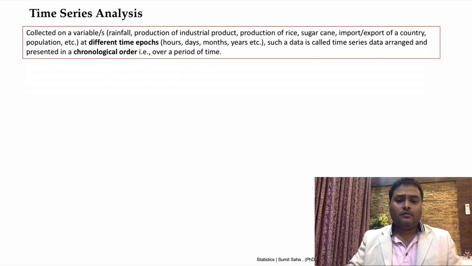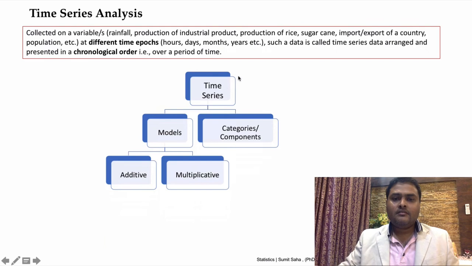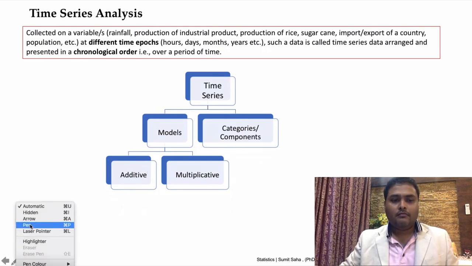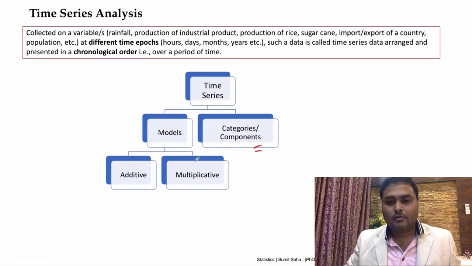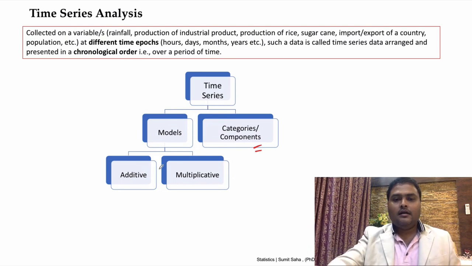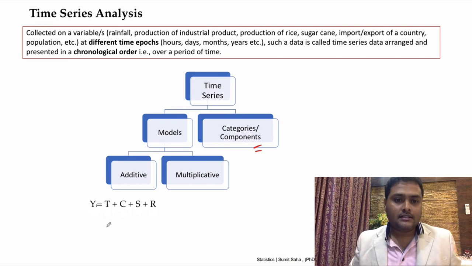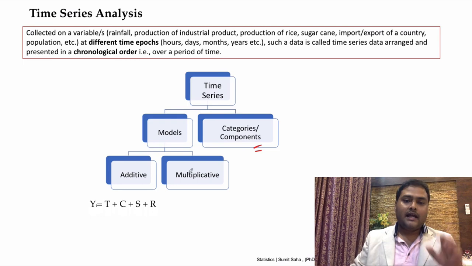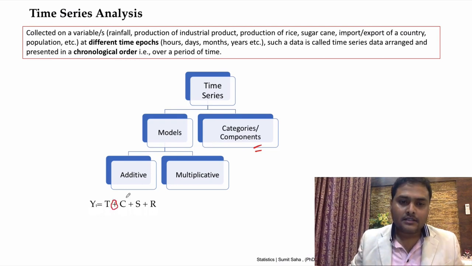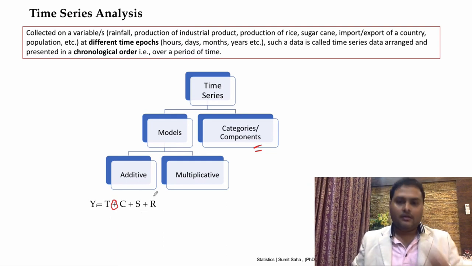Now, what is the formula for that? Before that, let me tell you the models. In time series, there are two models, the additive model and the multiplicative model, and the categories and the components, which we'll explain. What is the additive model formula? It is Y, which is the time series data, equals T plus C plus S plus R. This is additive, which is the reason I have mentioned plus. If it is multiplicative, it will be T multiplied by C multiplied by S multiplied by R. I will come back to that.